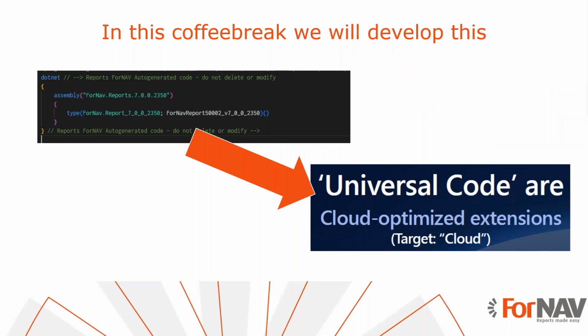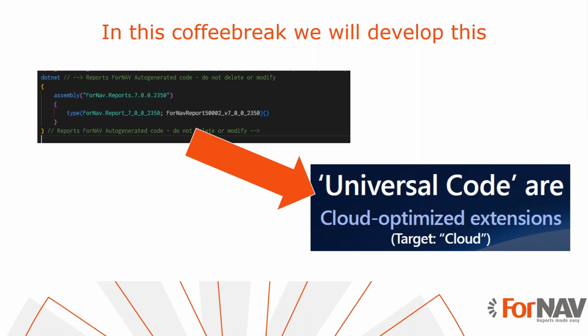Today, we're going to upgrade ForNAV on-premise from DLL to Universal Code. Universal Code extensions are extensions that are optimized to run on cloud and don't use DLLs, the local file system, and other features that are only accessible for on-premise extensions.